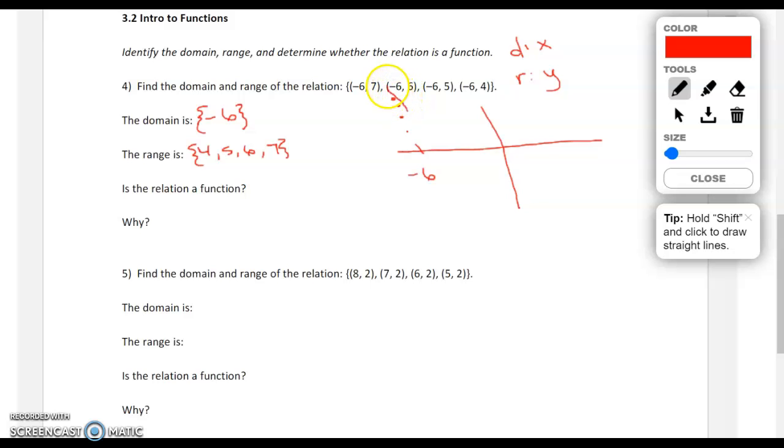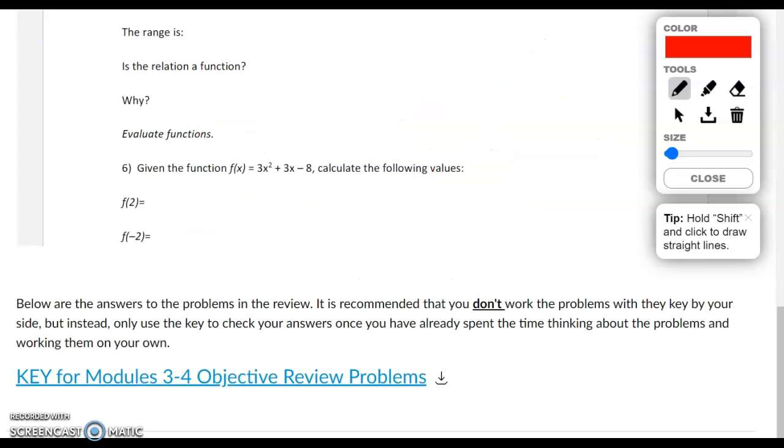If you draw a vertical line and it hits more than one point, which in this case it'll hit all 4 points, it is not a function, okay? So it'd be no because of repeating x values. This is an important concept to understand, and it will come up again later. Okay, let's look at number 6.